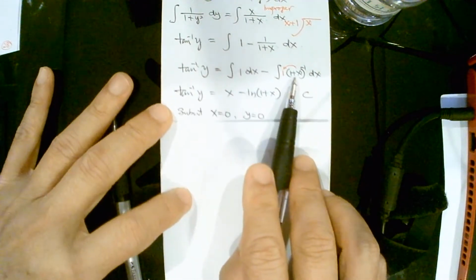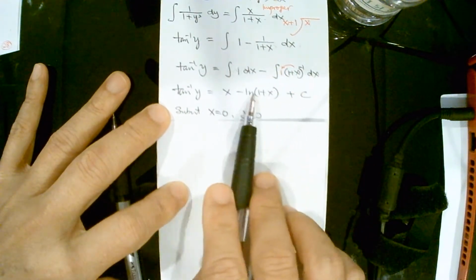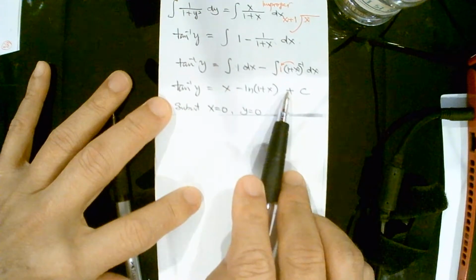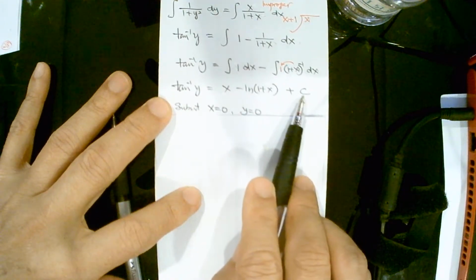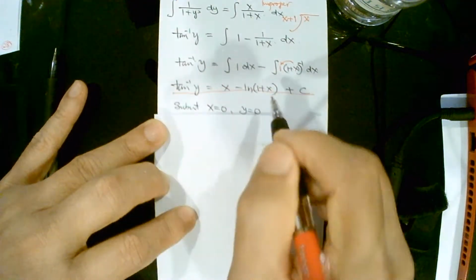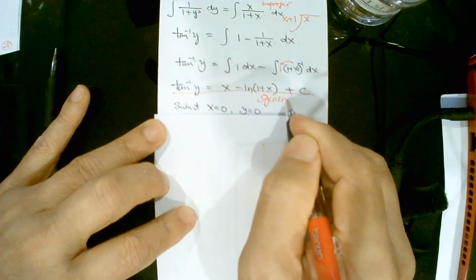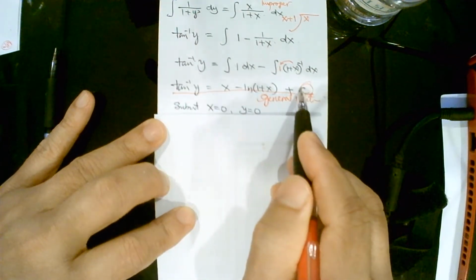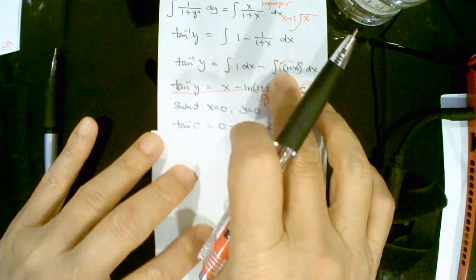Then when you integrate -1, you will get ln, but in front you must have a 1, something like that. And then remember, you must always have plus c. So this is called the general solution, because the c we don't know, it is a constant, a number.